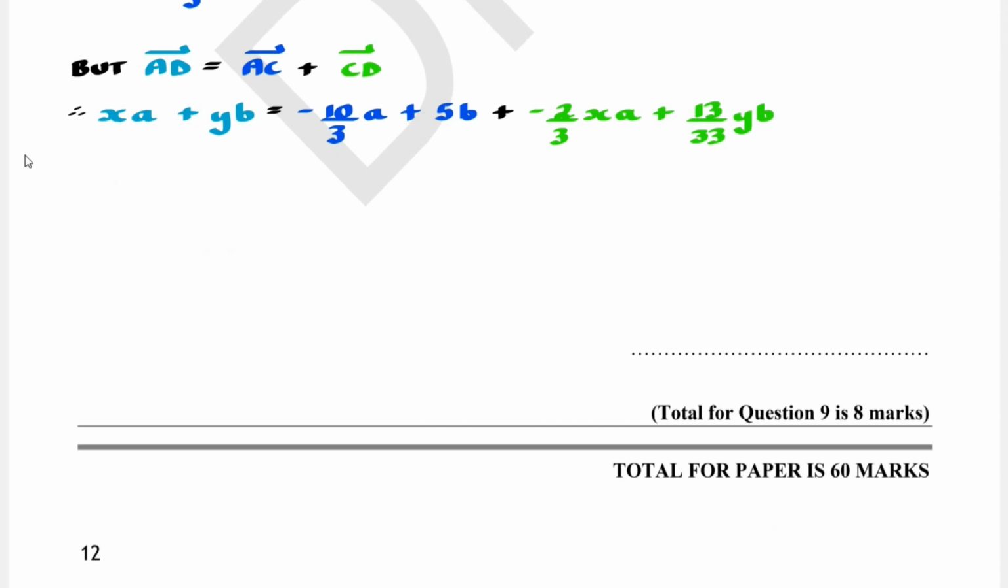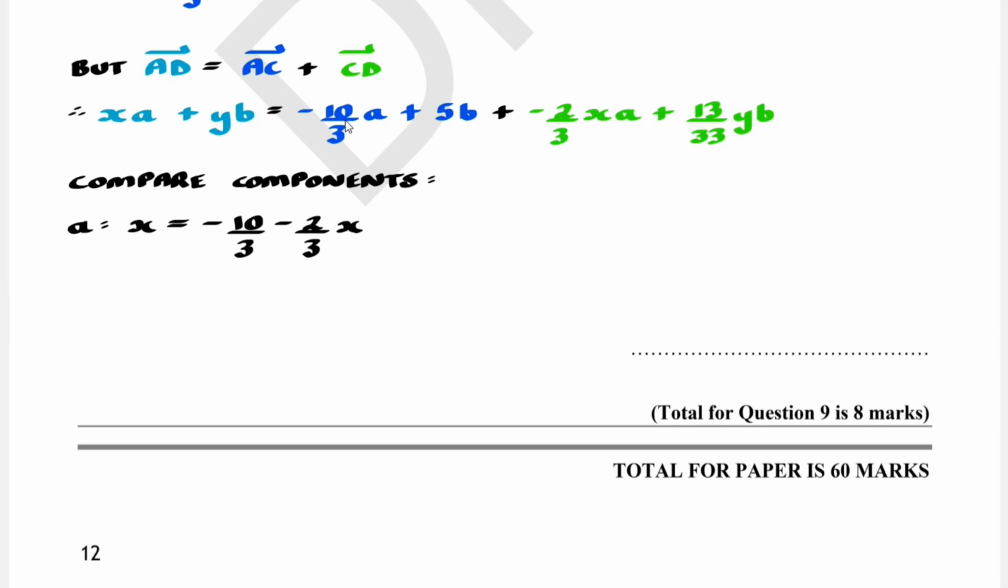To find out the values of X and Y, what we can do is compare components. So if we compare components, let's take a look at the A components. On the left hand side, I have X, and on the right hand side, I've got this negative 10/3 and this negative 2/3 X, which means I can now find out what X is. So I've got 3x equals negative 10 subtract 2x. 5x is equal to negative 10, which means x is equal to negative 2.